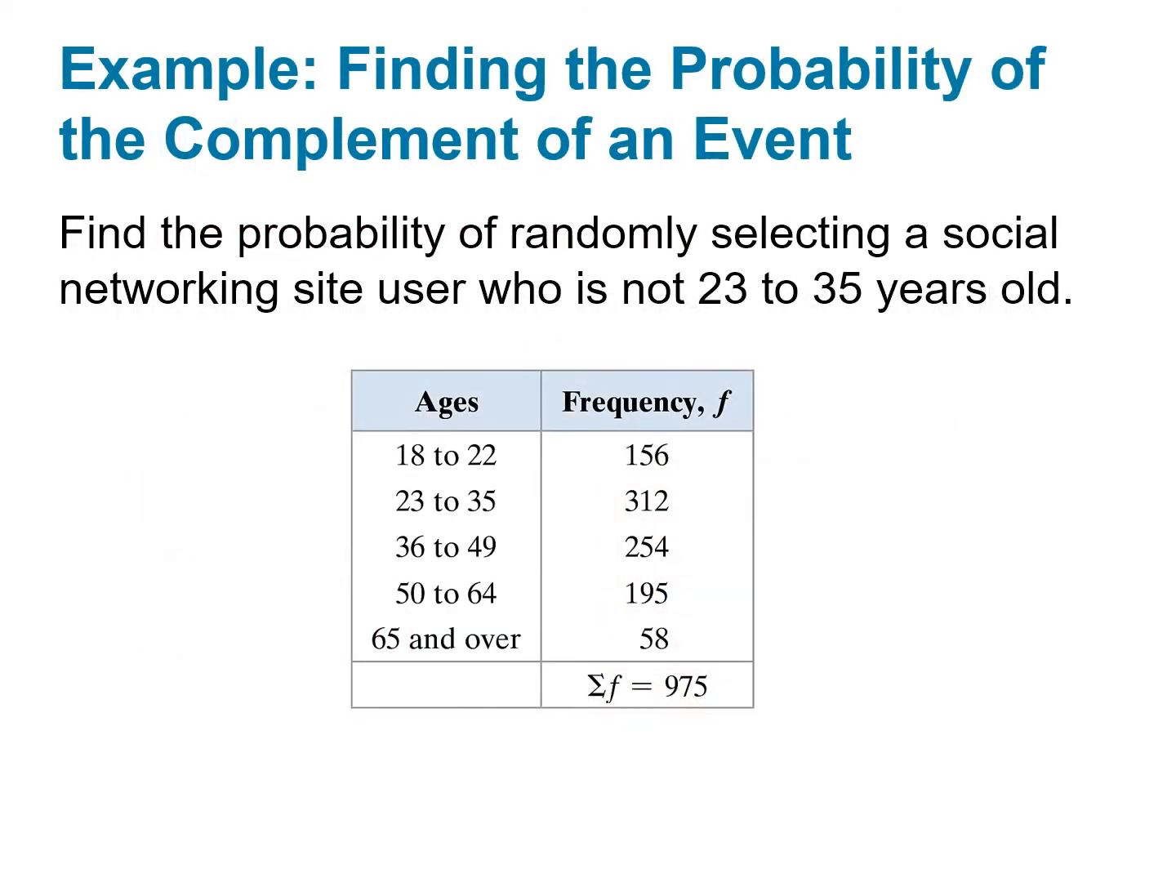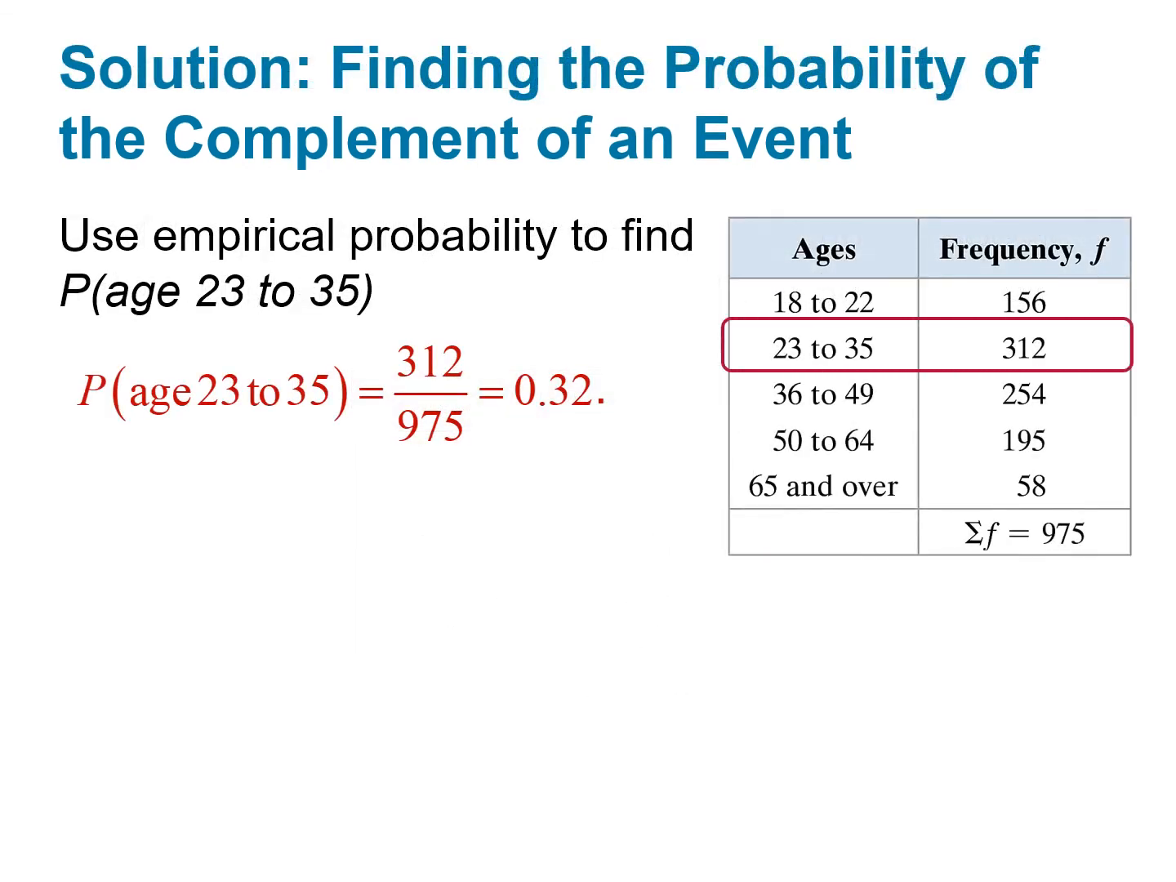Let's get a scenario where we can apply this. In our example, we're going to find the probability of randomly selecting a social network site user who is not 23 to 35 years old. So here's our chart, okay? So we're going to take our chart.